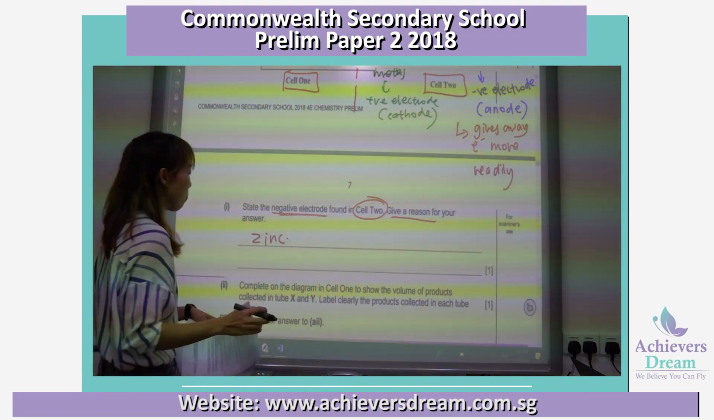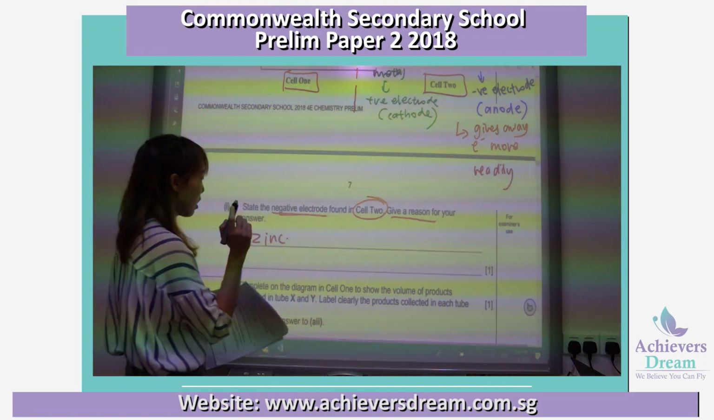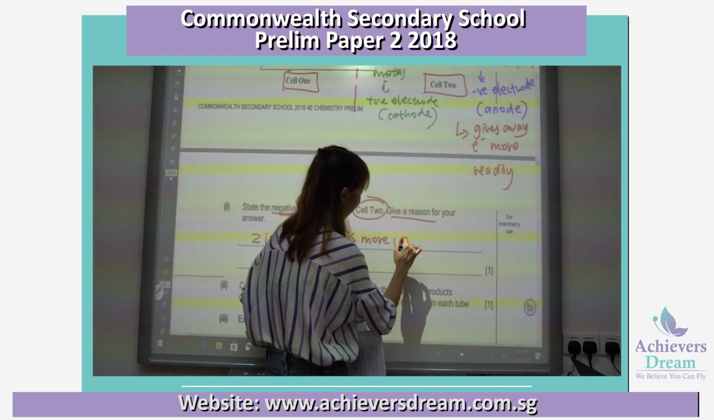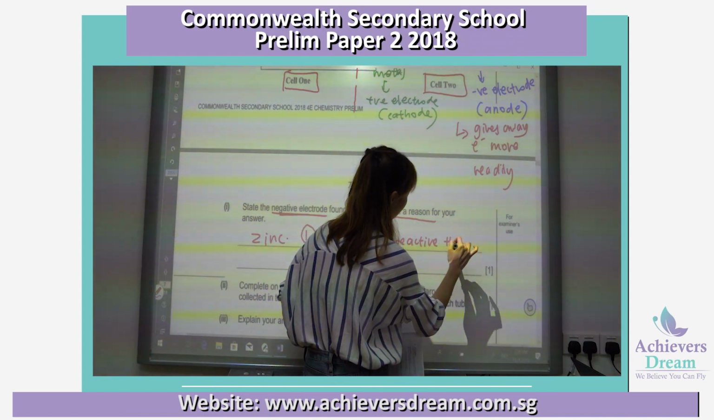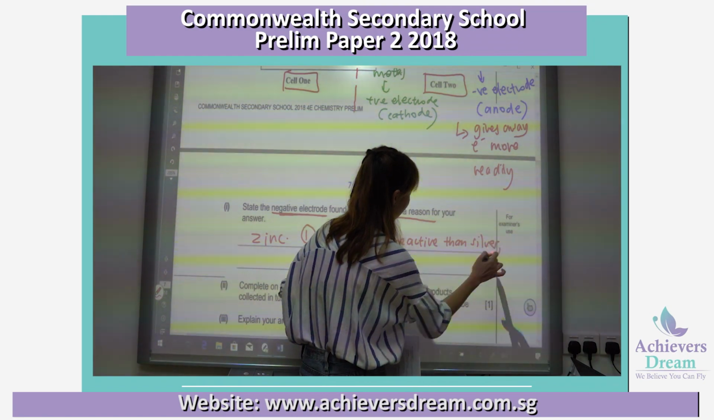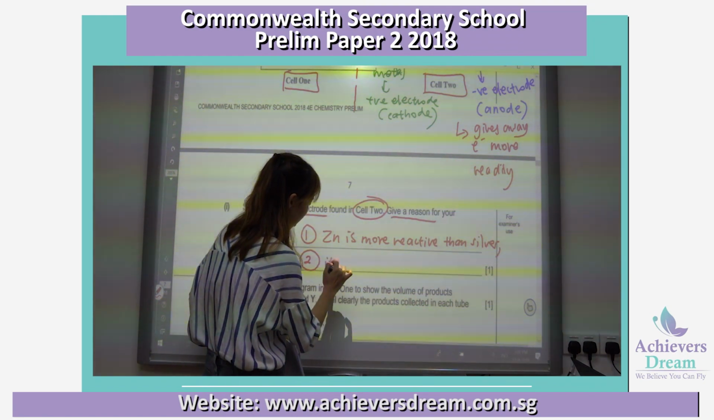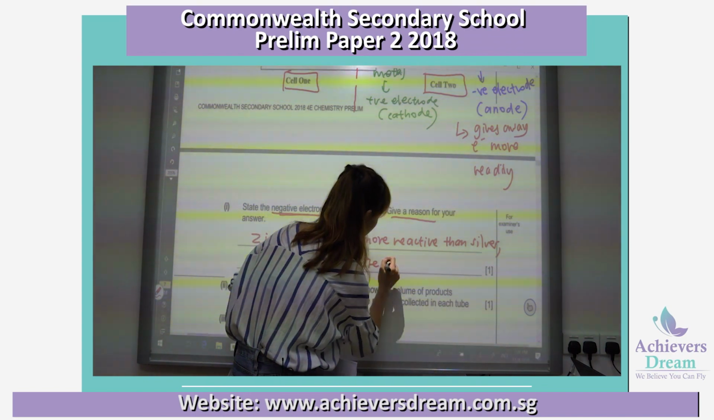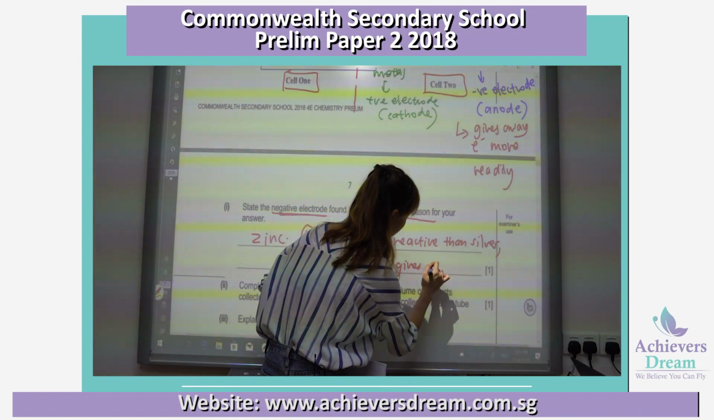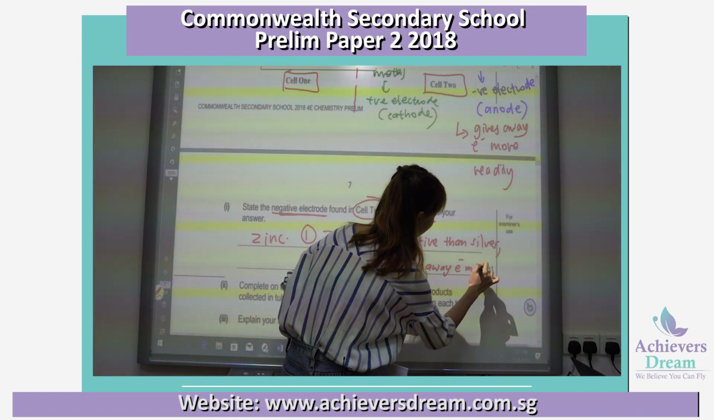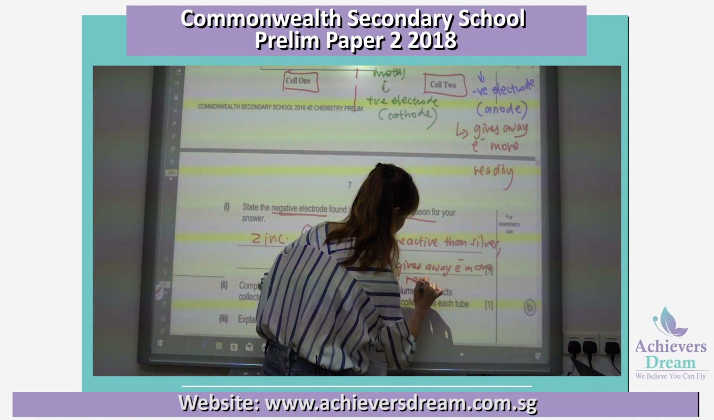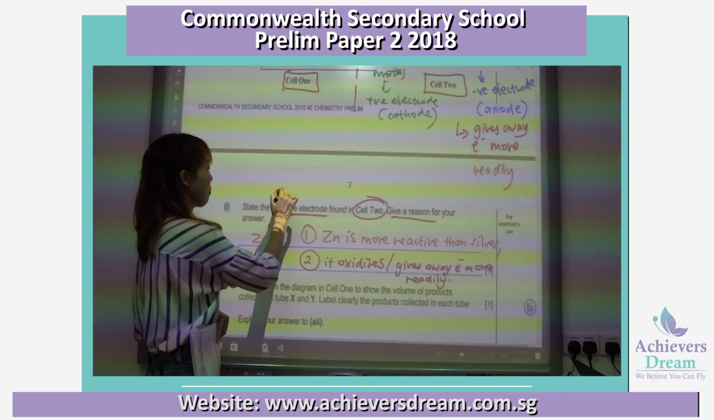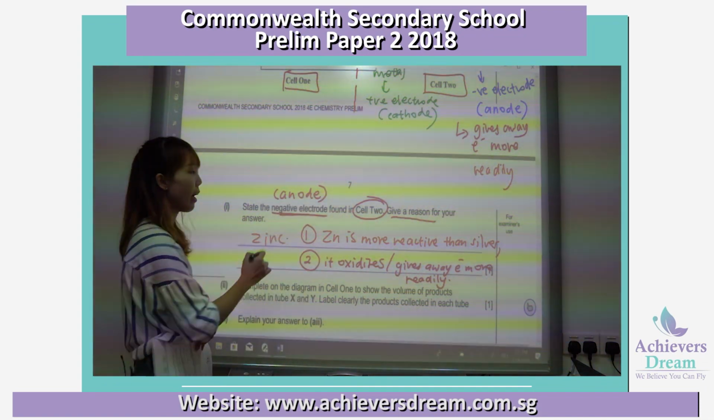Okay, and then now they ask you to explain. To explain, there's 2 points. The first point, you must say that zinc is more reactive than silver. Therefore, it oxidizes more readily. It oxidizes or gives away electrons more readily. That's why it's the negative electrode or your anode. Remember in simple cell, your negative electrode is your anode.